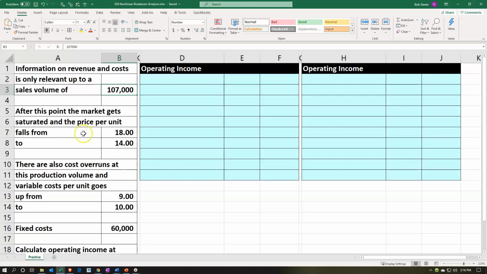Here we are in Excel. We have our information on the left-hand side. We're going to put that into the blue area into our worksheet on the right-hand side. So we're basically going to be saying that our variable cost, our break-even type of analysis format, is going to work up to a certain point, and then we're not going to have a linear progression after that point in time.